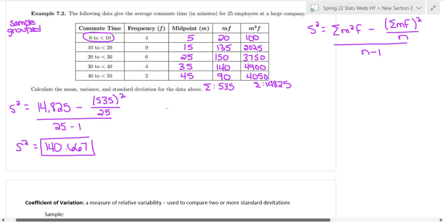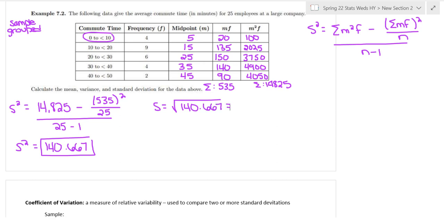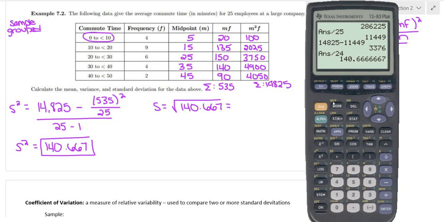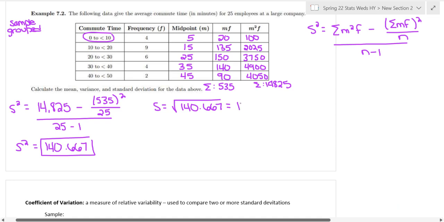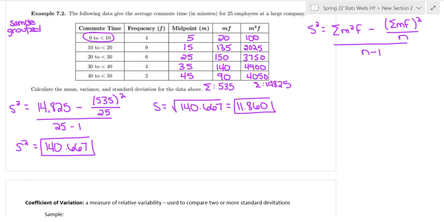Then for the standard deviation, I'm going to take the square root of that. So the standard deviation is the square root. I'm just going to go second square root, second answer, 11.860. So there's my standard deviation.